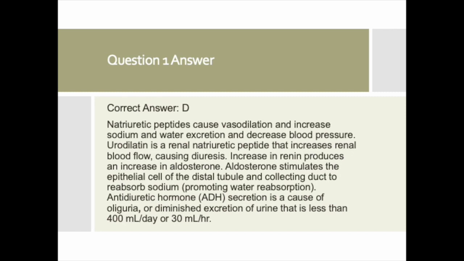And lastly, antidiuretic hormone secretion is the cause of oliguria. What is oliguria? This is when we have less excretion of urine than we would like. So, to quantify this, it's either less than 30 mLs an hour or 400 mLs a day.